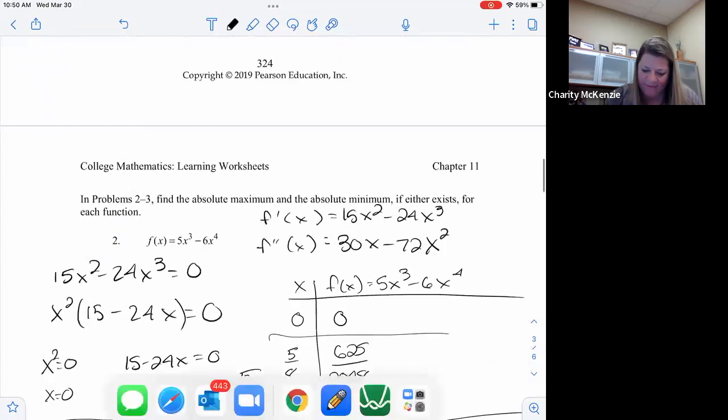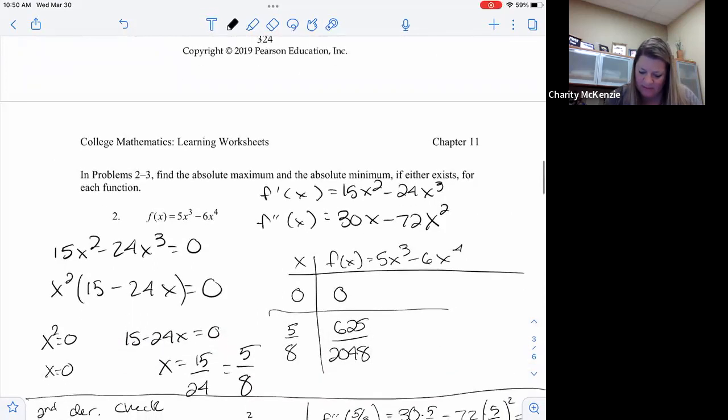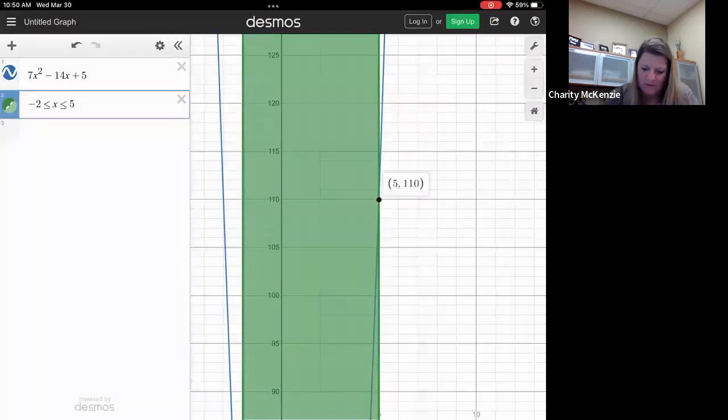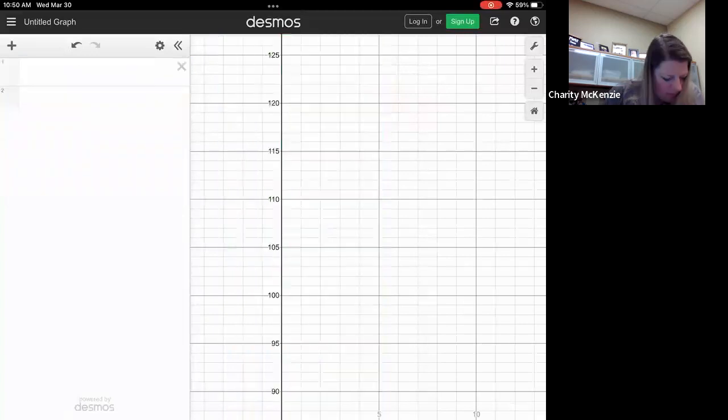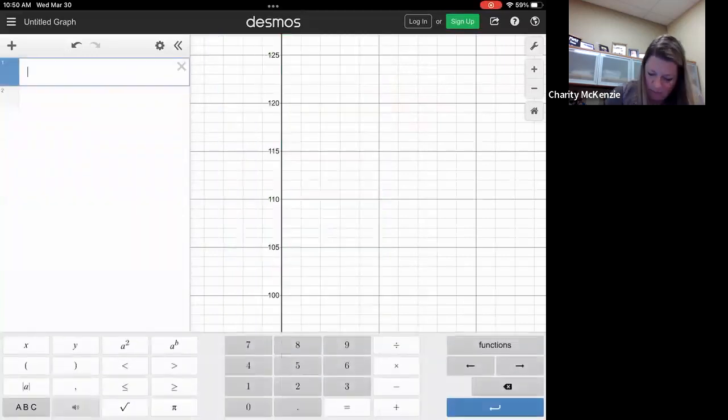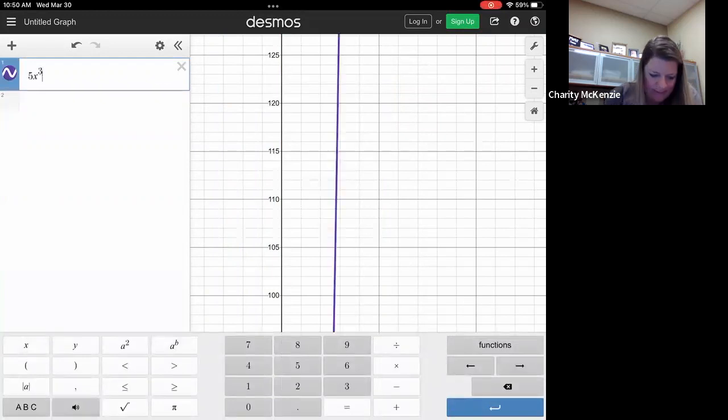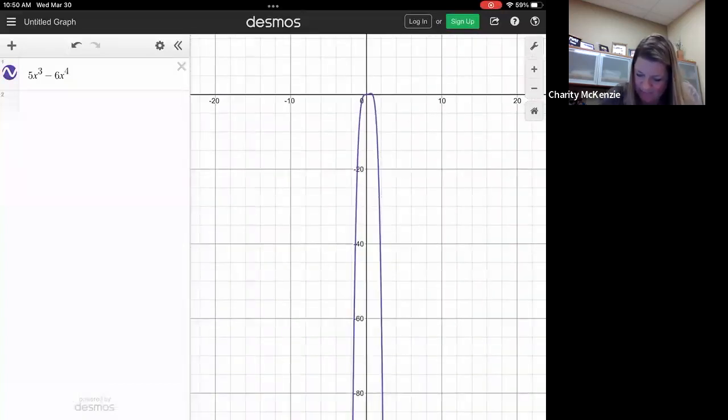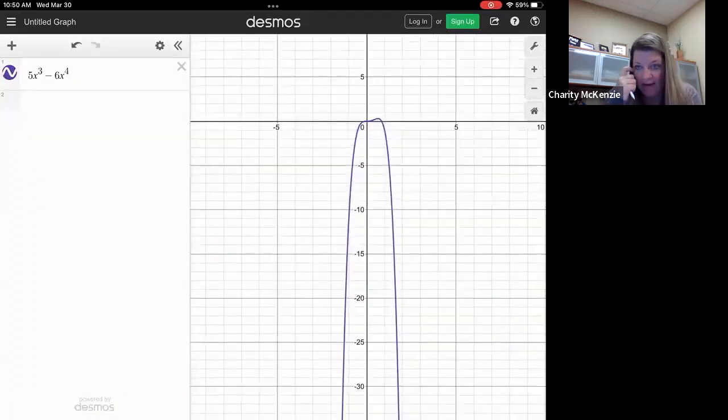Let's graph this. Okay, the original was 5x to the third minus 6x to the fourth. There's our original graph. Oops, I'm way up there. Okay, here's our original graph.